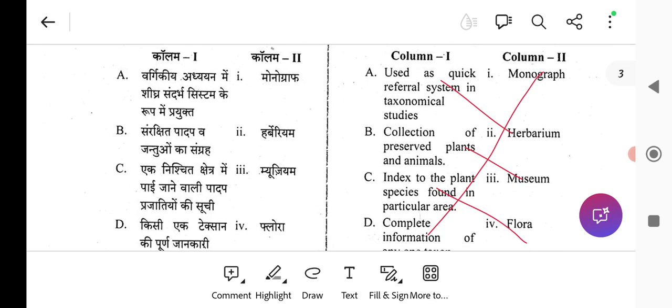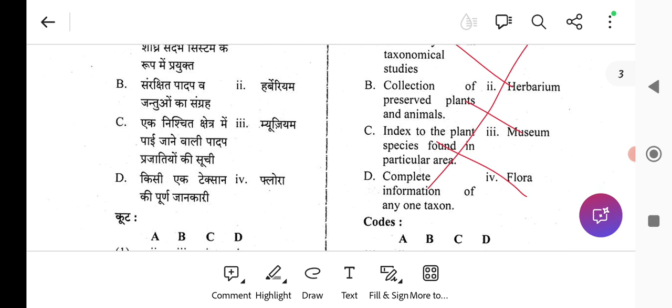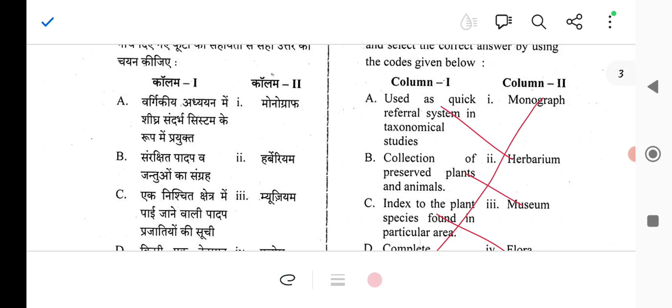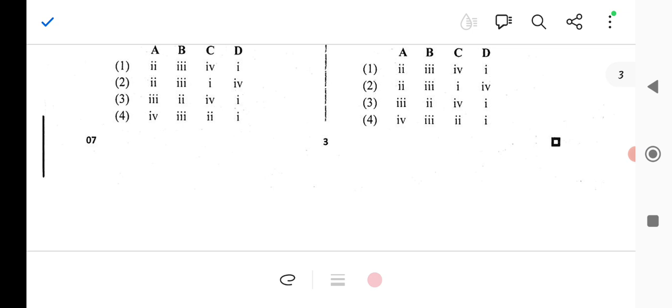Used as a quick referral system in taxonomical studies, it is herbarium. Collection of preserved plants and animals is museum. Index to the plant species found in a particular area is flora, and complete information of any taxon is monograph. So here answer 1 is correct.